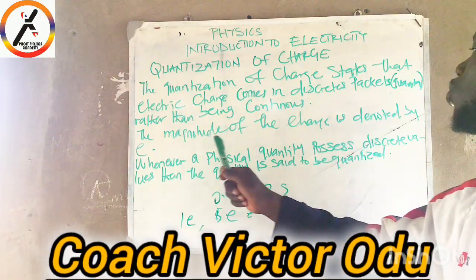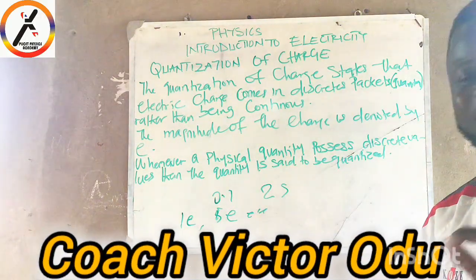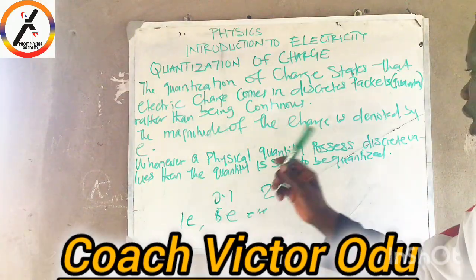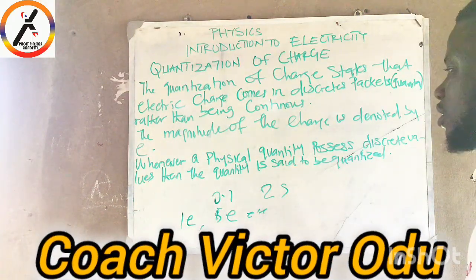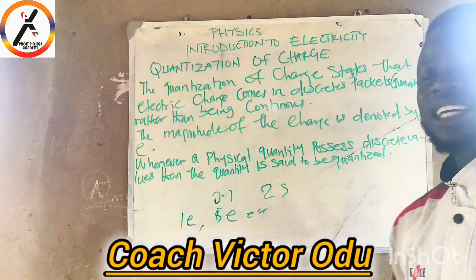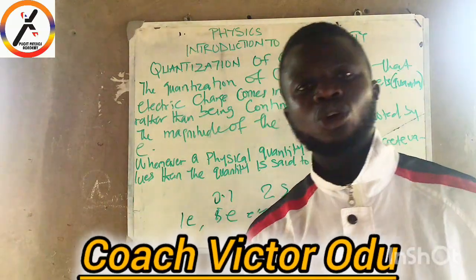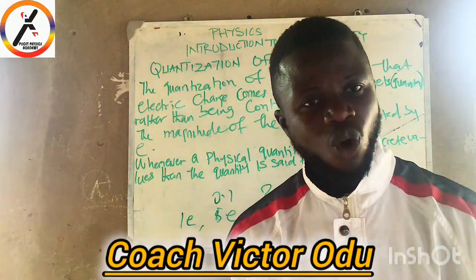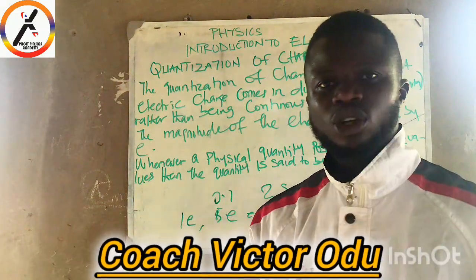The magnitude of the charge is denoted by e on the board, and whenever a physical quantity possesses discrete values, then the quantity is said to be quantized. So you should know that electric charges are quantized. They come in discrete packets, not in continuous packets.